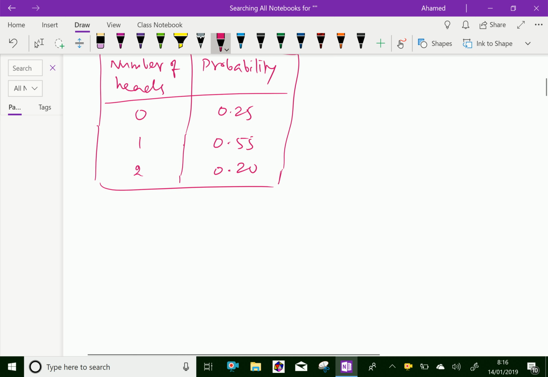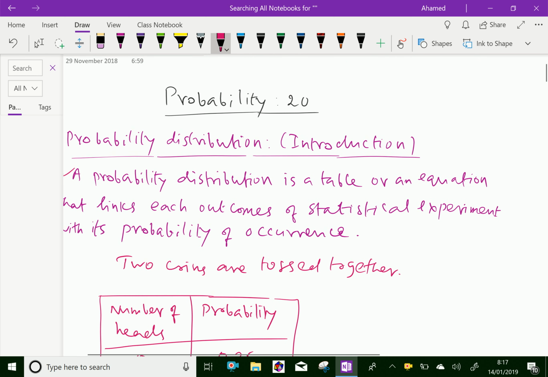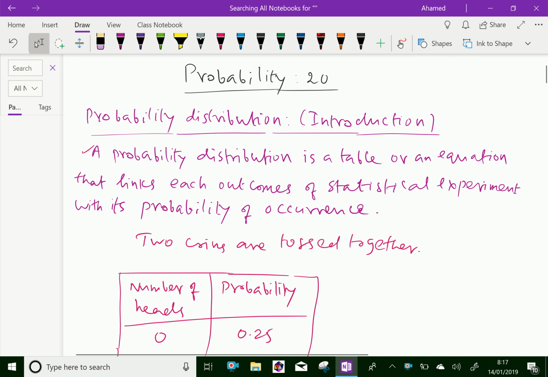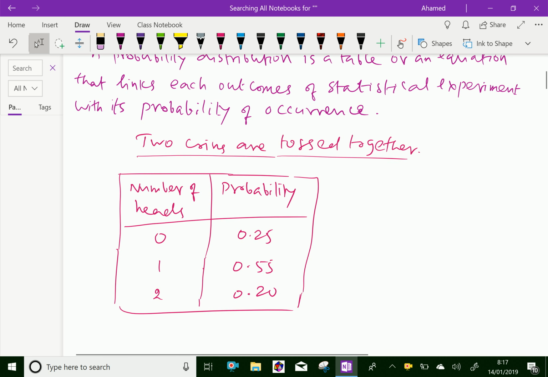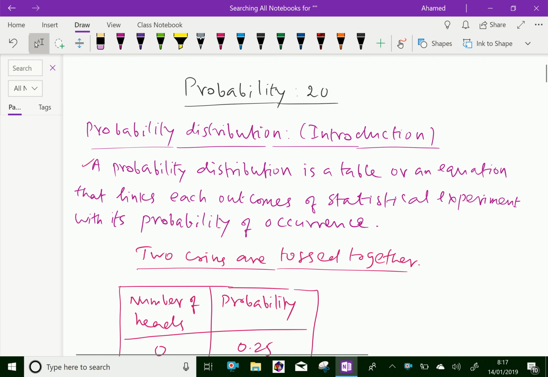Now, this display is giving an explanation of probability distribution. That is, here two coins are tossed together. Here the number of heads, suppose 0 heads means no heads at all. It has two tails, and the probability is 0.25. Number of heads 1 is 0.55. Number of heads 2 is 0.2. This table or arrangement is called a probability distribution.